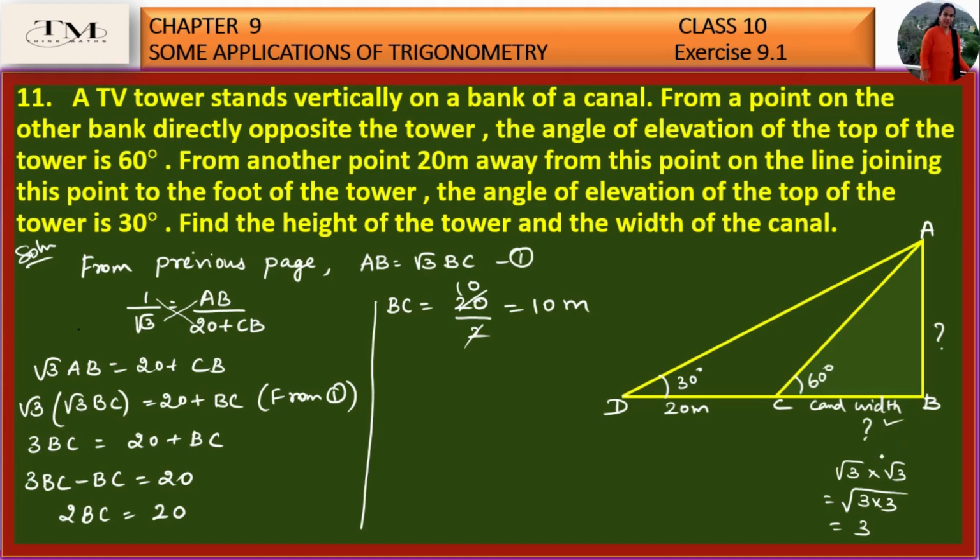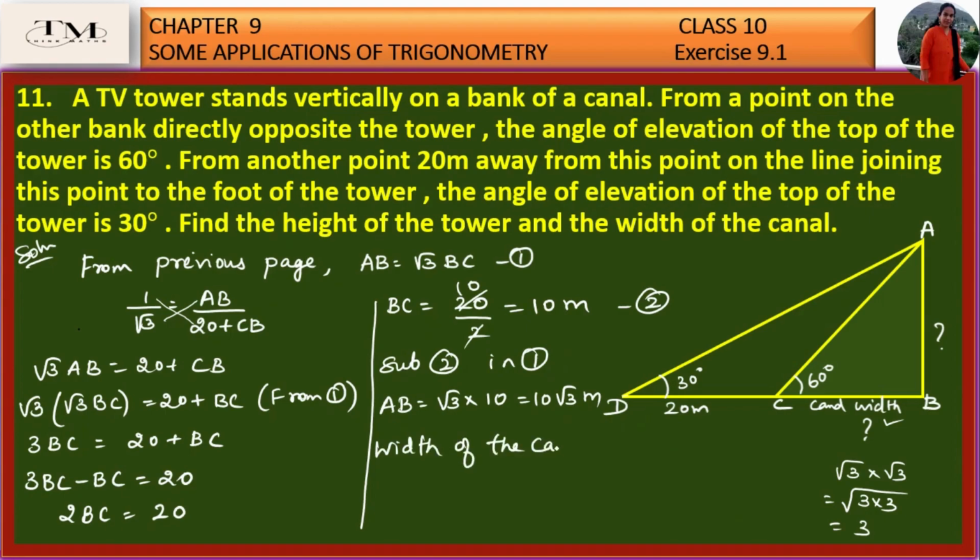So this we have found out. Now we have to find AB. AB is nothing but root 3 BC. Let me keep this as 1. We can substitute 2 in 1. So AB is equal to root 3 into BC, which is 10. So we can write it as 10 root 3 meter. BC is the width of the canal, so width of the canal equals 10 meter.